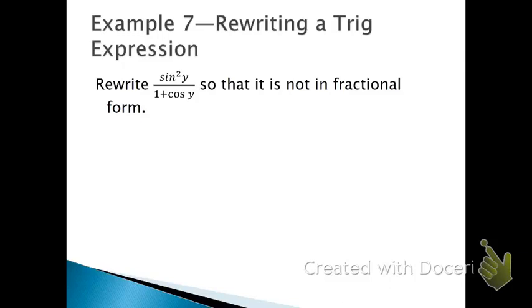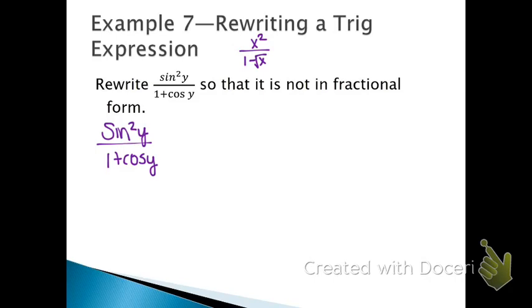All right, so we're going to rewrite sine squared of y over 1 plus cosine of y so it's not in fractional form. So we want to get rid of 1 plus cosine of y. Well, think back to when we talked about radicals. If I had x squared over 1 minus the square root of x, how would I get rid of that square root of x off the bottom? Do you remember? Multiply by what?